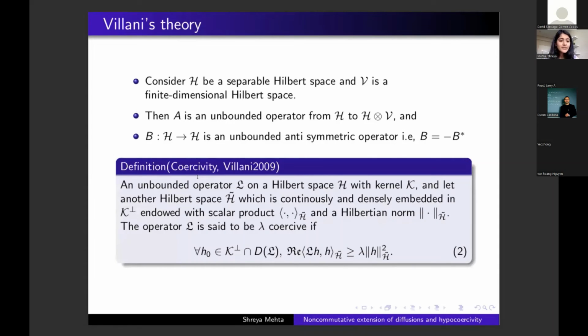Then coercivity is defined for an unbounded operator L on the Hilbert space H, which has kernel K. And we take another Hilbert space H tilde, which is continuously and densely embedded in the orthogonal complement of K, and it is endowed with a scalar product and the Hermitian norm. Then it is coercive if the real part of the scalar product of Lh and h is greater than or equal to lambda times the square of the norm of h.